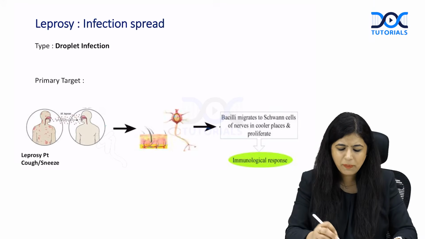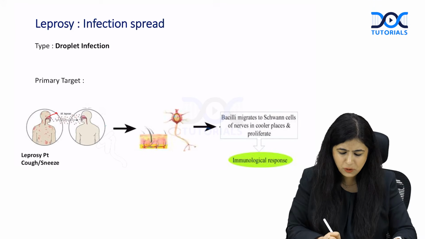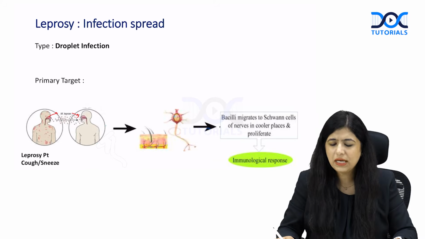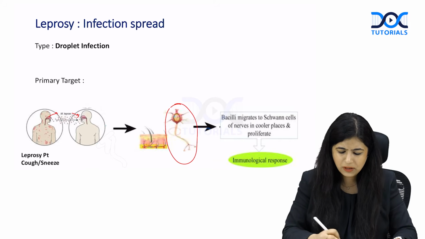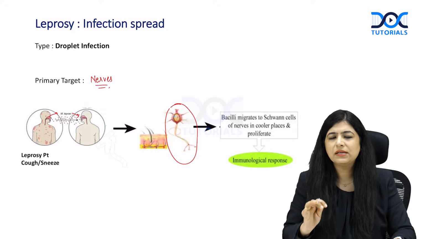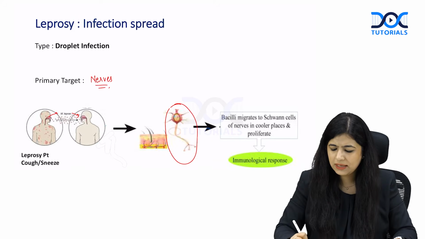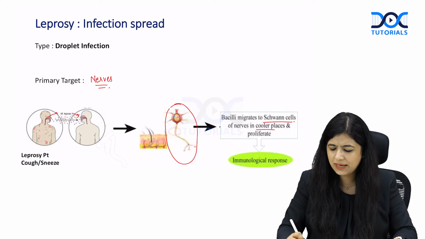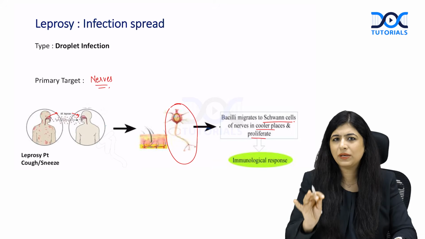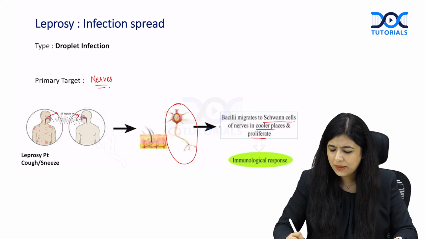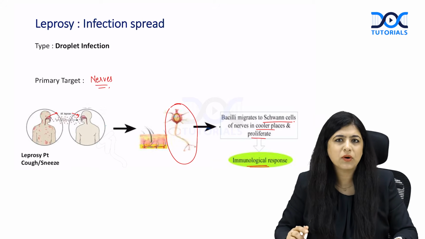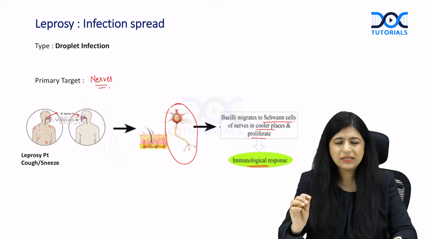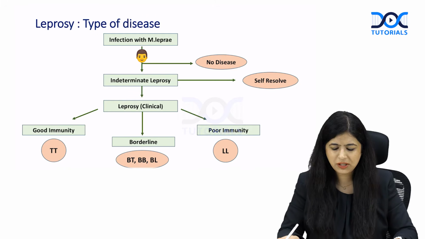Now, this is a droplet infection. It exits via the nose, it enters via the nose, and the primary target of the bacteria are the nerves. Once the bacteria enters the body, it will migrate to the Schwann cells in the nerves which are present in the cooler areas. It will proliferate, it will establish an infection, but that is where the host immune response comes in. And that is what decides the type of infection that we have.